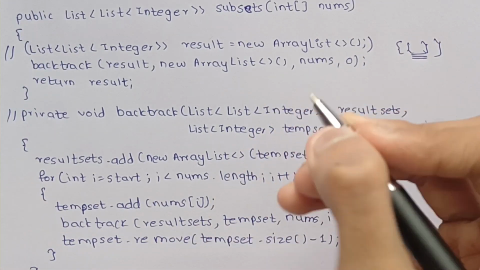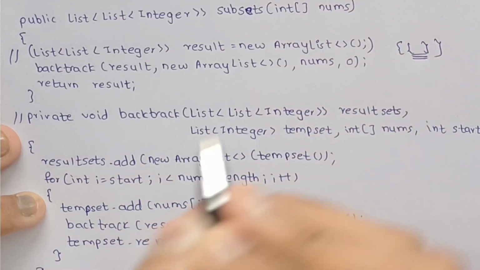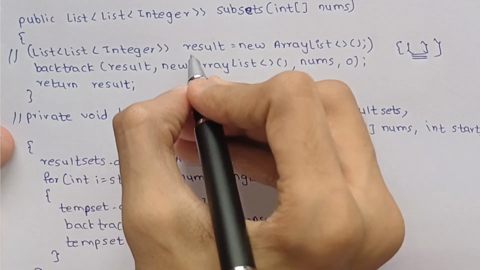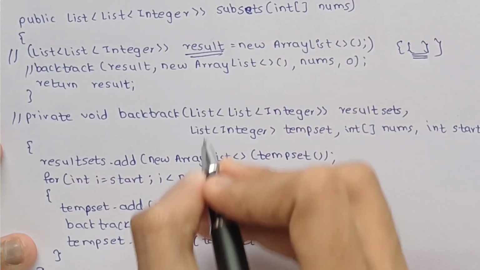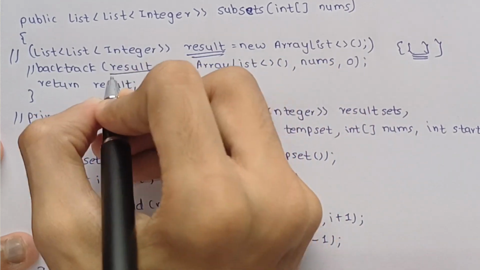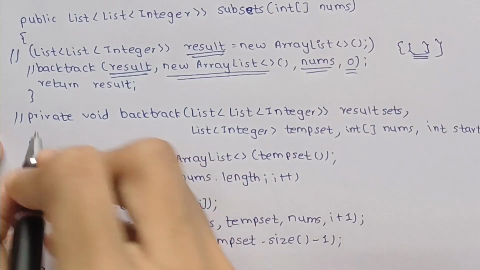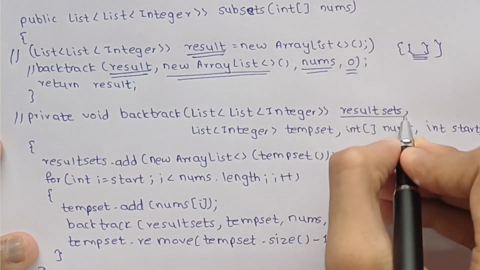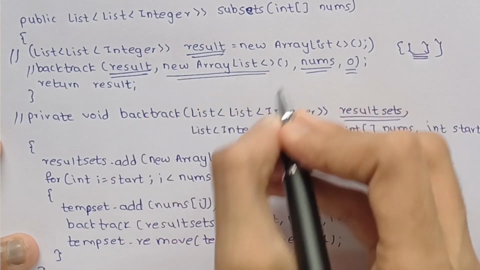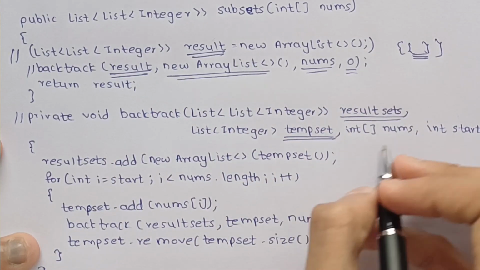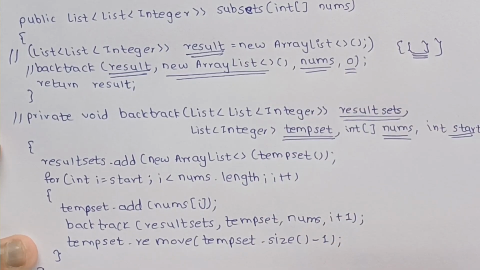We will put all those elements, means 1, 1 2, 1 2 3, all of these into the result array list. We will call the backtrack method and put all those elements into it. So we will create a new array list, and we will pass the original array and starting pointer 0. In the backtrack, we take the result set, which is passed in and is empty at the start, and we have created a new array named temporary set. And this is the original array, and start is equal to 0. We have passed 0.